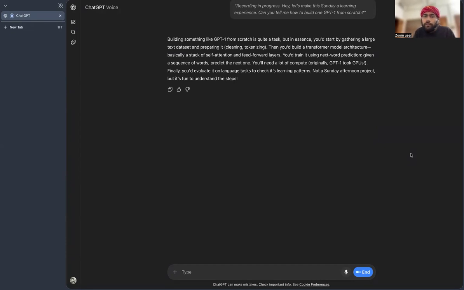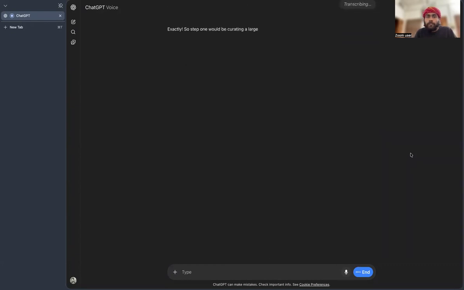Okay, let's start from scratch and understand each step. Like you mentioned about the first, we need a text data set. That is important because that text data set needs to be converted into tokens.